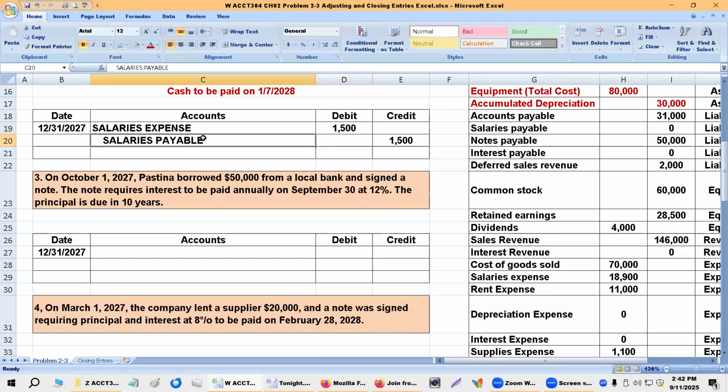And notice we didn't pay them on that date, but we do owe them. And they're not gonna come remind us to make this journal entry because they're not expecting their paycheck until the 7th. If they don't get it on the 7th, then they'll come see us.